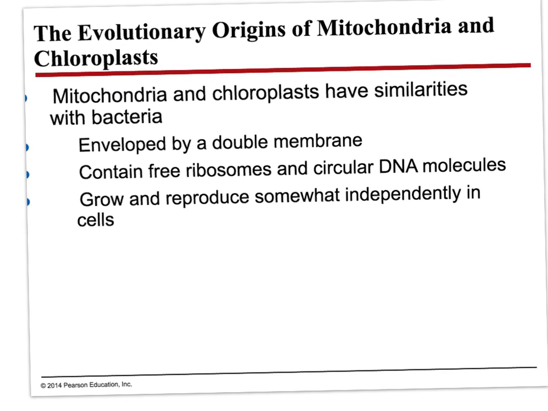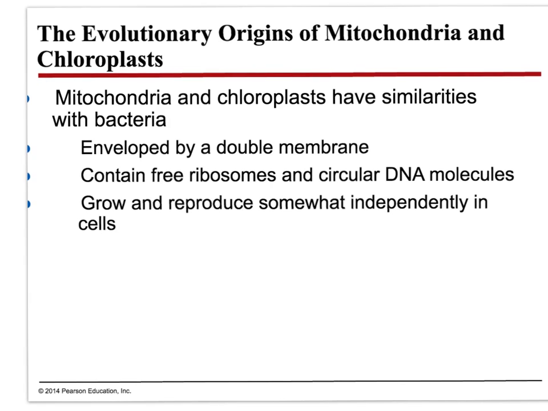But where do the mitochondria and chloroplasts come from? All right, some characteristics of these two. They are enclosed by a double membrane. So they have their own double membrane. Within themselves, they contain free ribosomes and DNA.